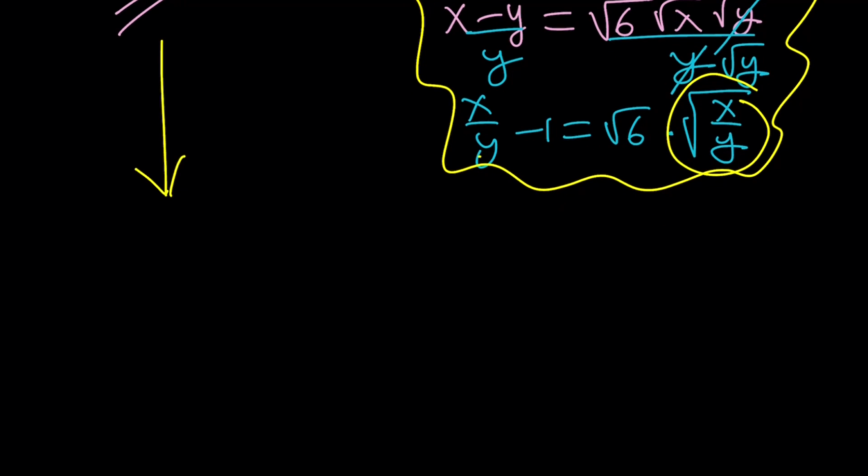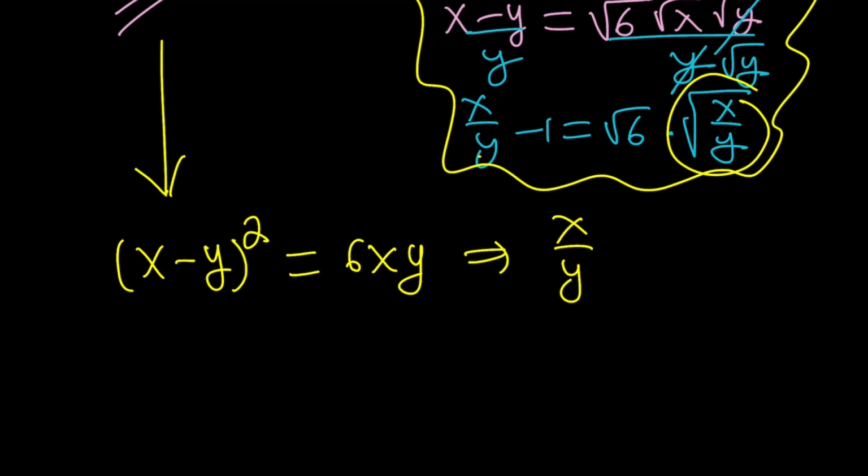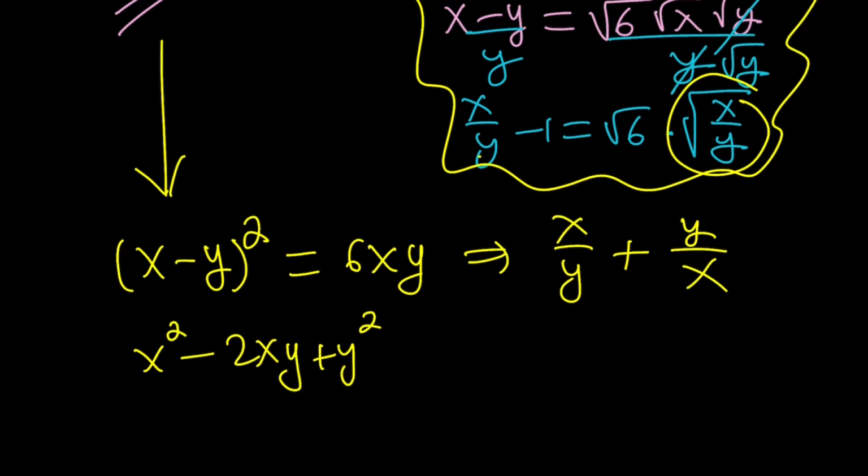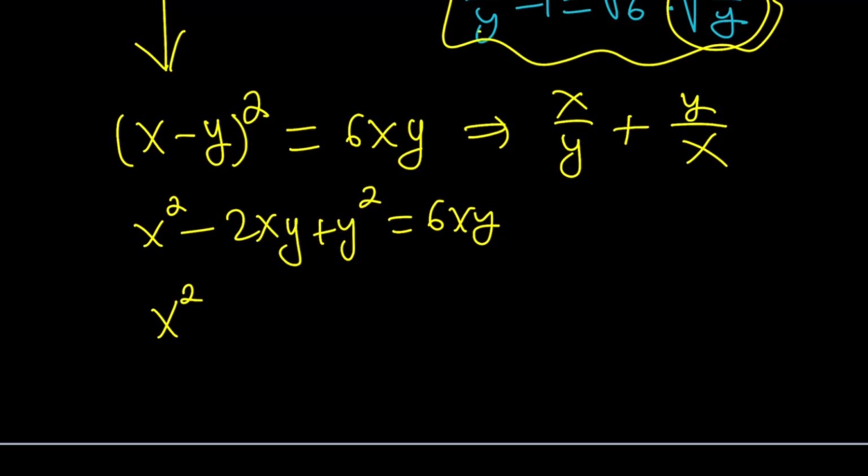So our second method involves the following. Let's go ahead and rewrite the original problem. x minus y squared is equal to 6xy. And we're looking for x over y plus y over x. All right? Let's go ahead and expand the left-hand side, because why not? x squared minus 2xy plus y squared is equal to 6xy. And then, of course, as usual, we're going to put everything on the same side.